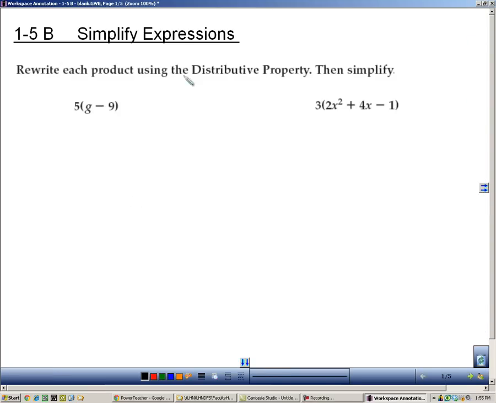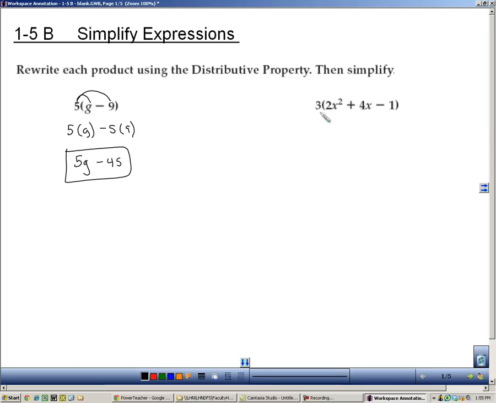Section 1.5b is about simplifying expressions, and specifically simplifying expressions that involve the distributive property that we learned in the last video. Here we have our first example, 5 times the quantity g minus 9. If you remember, I have to take this 5 and distribute it, which means multiply it by each term inside the parentheses. So in this case, 5 times g, and 5 times 9, and then simplify. 5 times g is 5g, and 5 times 9 is 45.